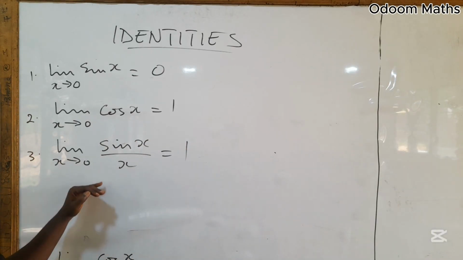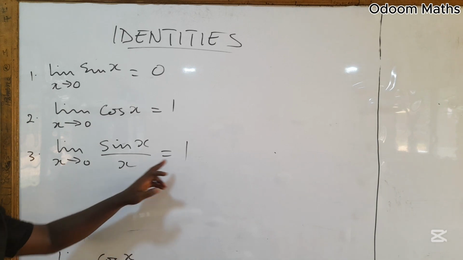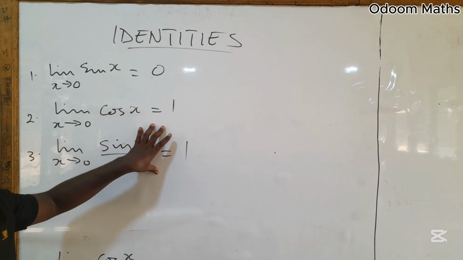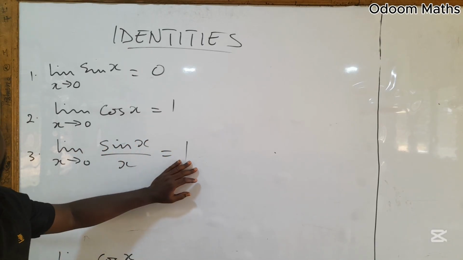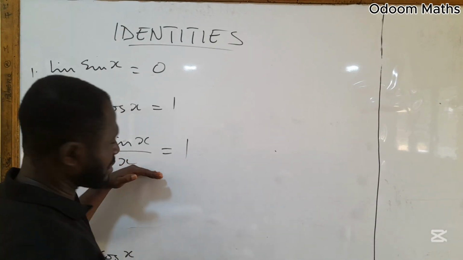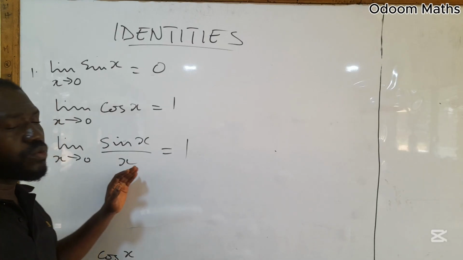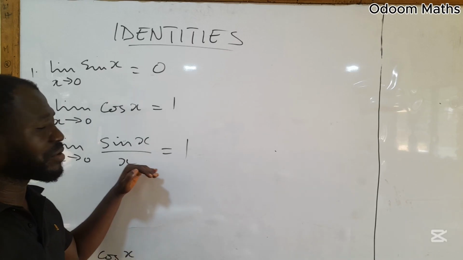Now let's look at the third one. The limit of sine x over x as x approaches 0 is 1. I'm going to prove this, but we are going to use a calculator to see whether this actually gives us 1. Before we start, let's change the calculator's mode to radian measure.